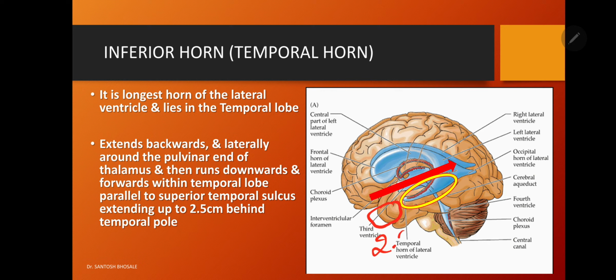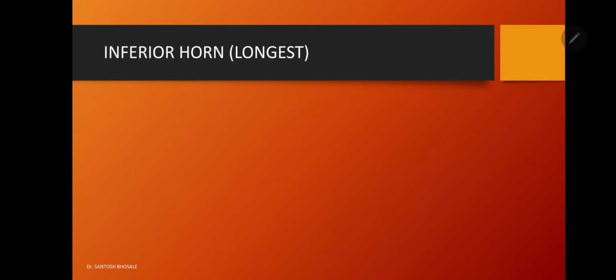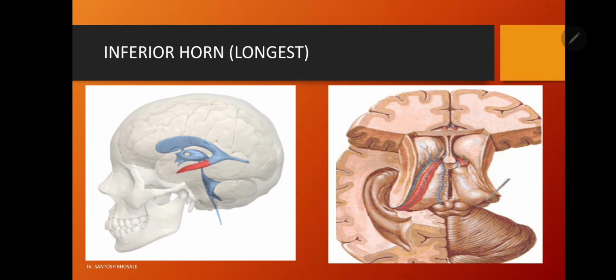So it just lies 2.5 centimeters behind the temporal pole, and it is related to the thalamus, hippocampus and amygdala. We will see in relations. So you can see that is the inferior horn. You can see here how this inferior horn is related. This is the inferior horn, the longest one. You can see the choroid plexus also there.